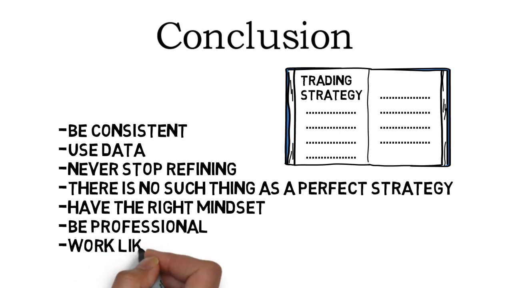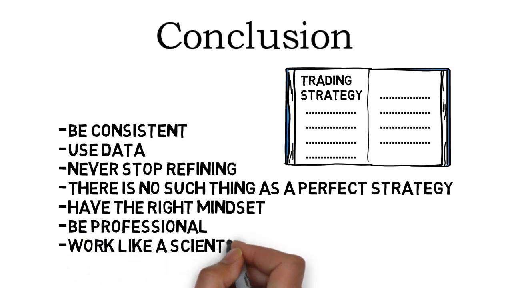And also have the right mindset. Don't expect to create a trading strategy that will make you millions overnight. That won't happen. Have realistic expectations. In addition to that, be professional, otherwise your results won't be. And last but not least, work like a scientist. Remember, you're a scientist that's trying to find the formula to the market. This will take a lot of trial and error, but it's very important to not give up. If you achieve your goals, it will be well worth the time and effort, believe me.